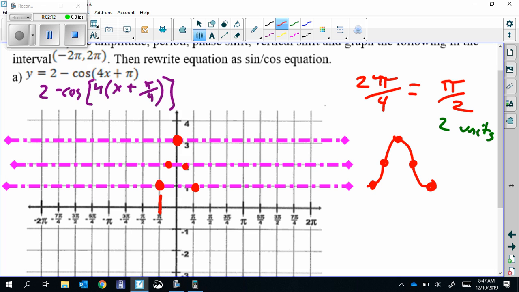So it's every half unit. We just divide it by 4. It's always divided by 4 because it's quadrants, 4 quadrants. Every half unit, we put our next point. Every half unit, all the way through the graph.